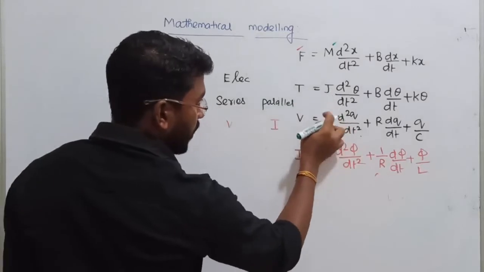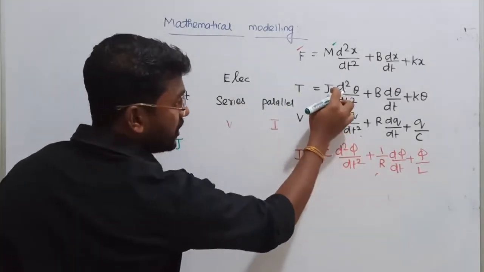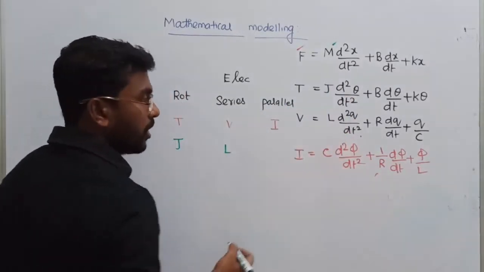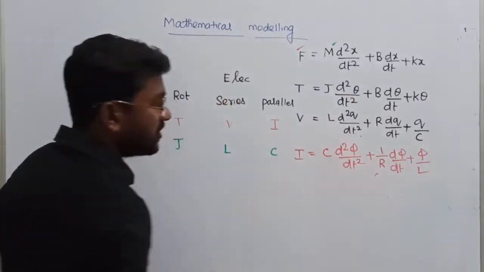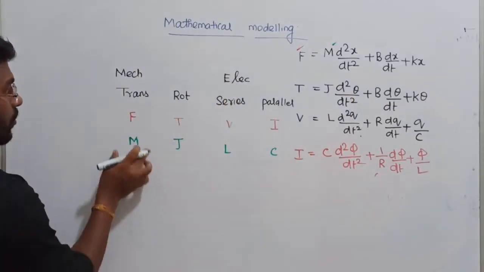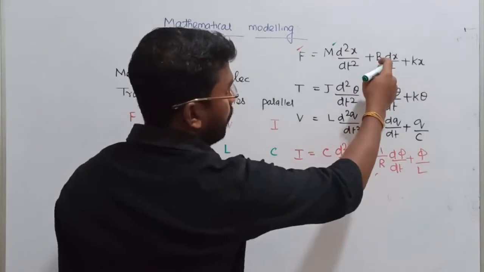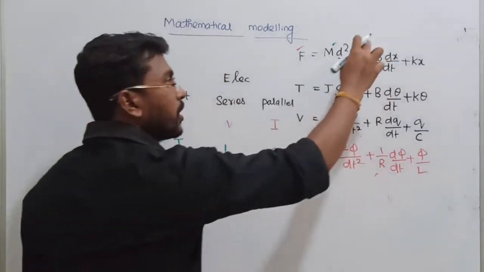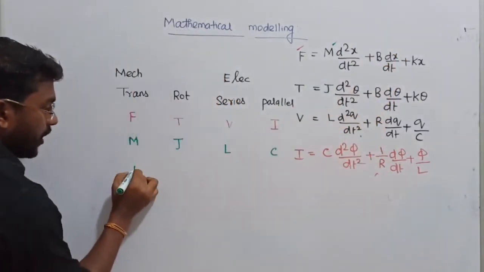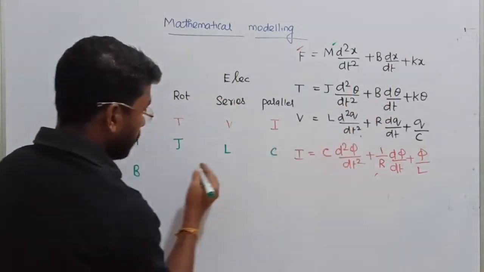For electrical, for the inductor in a series circuit, J will be replaced by L, that is going to be mass. For a parallel circuit, that is going to be C, equivalent values. Similarly, when I am looking for the damper coefficient, for force, the damper coefficient can be written as V.